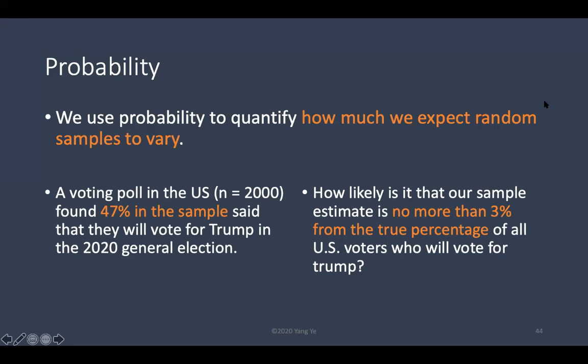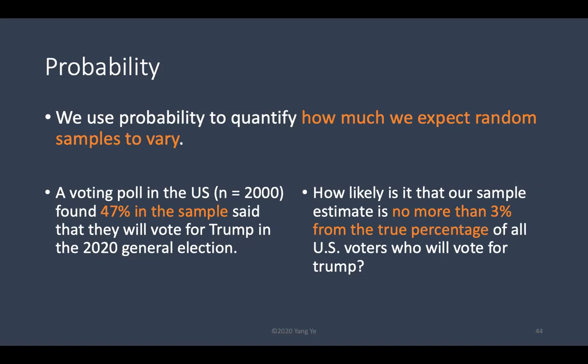Okay, so let's talk about probability, right? The key is that we mentioned we're estimating a population from a sample. Now we want to make this kind of statement. For example, we have 47% in the sample saying that they will vote for Trump. But we want to know how likely it is that our sample estimate is no more than 3% from the true percentage of all US voters who will vote for Trump, right?